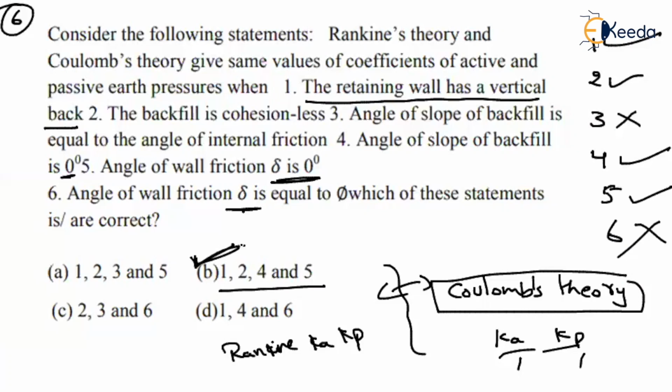So what is the correct answer? B. Wherever you get this type of question, just recall the assumptions, and corresponding to that you can pick the correct answer. Don't get confused. We don't know Coulomb's theory, then how can I pick the correct answer? Don't panic. Just apply simple logic, and we can end up with the correct answer. Okay, thank you.